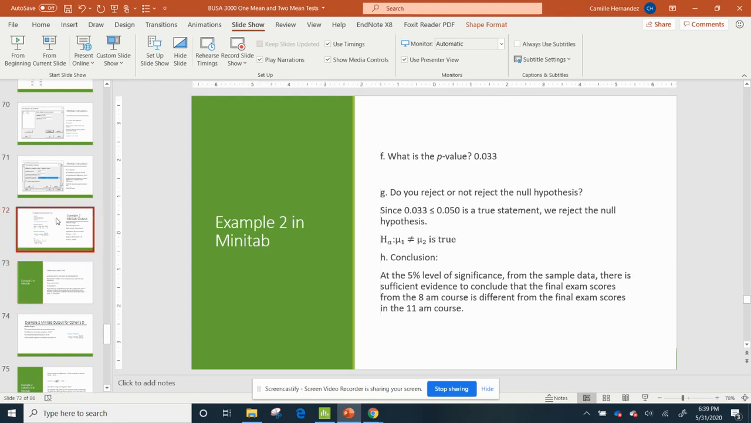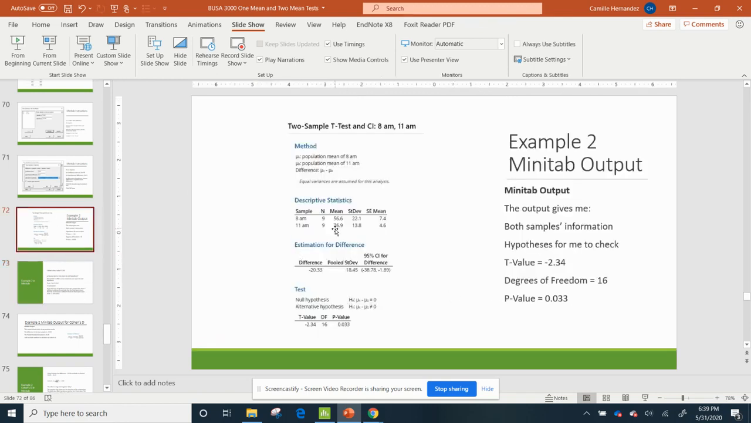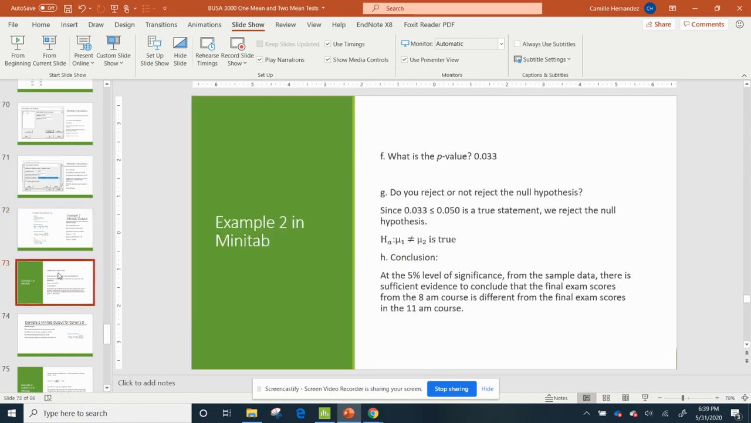Now, I can go look at it and see here, well, the average final exam score for the 8 a.m. class and the 11 a.m. class are very different. It's more than 20 points different. So that tells me, yes, something's going on with my 8 a.m. class versus my 11 a.m. class. And again, level of significance, I put there sufficient evidence to conclude that there is something different going on about the final exam scores for both classes.